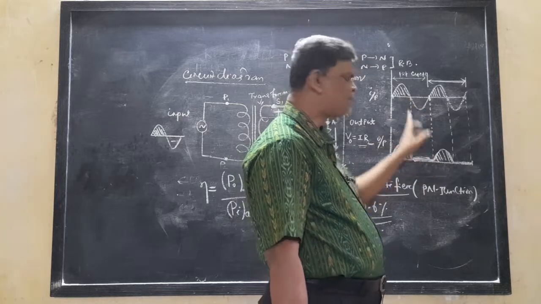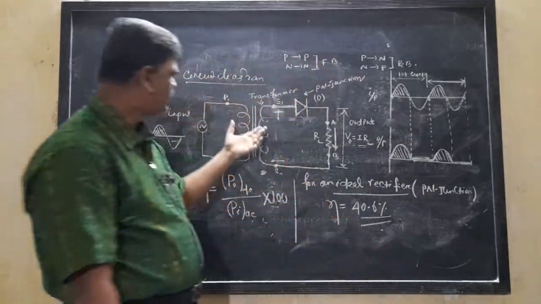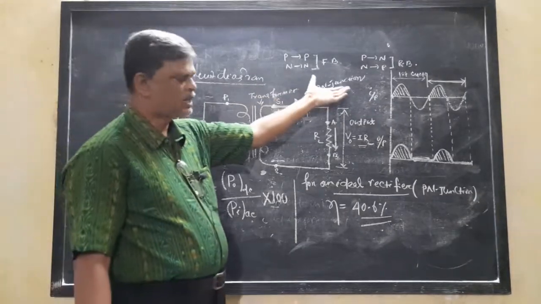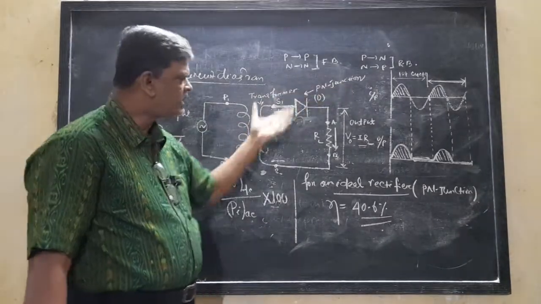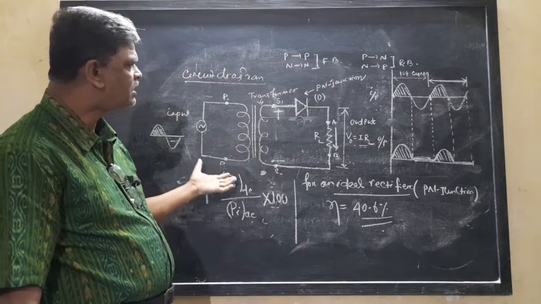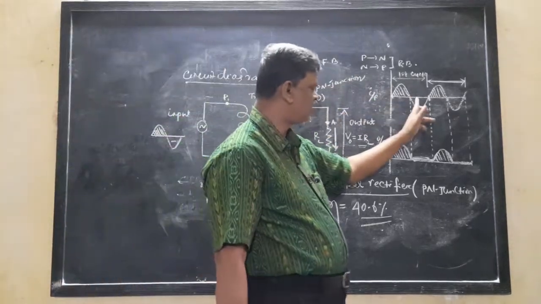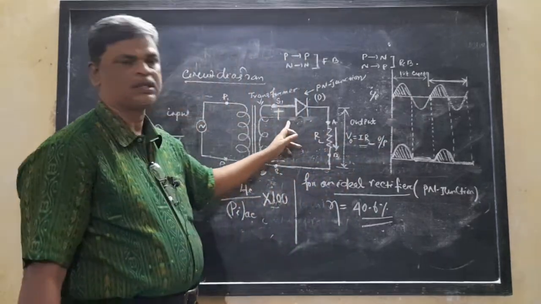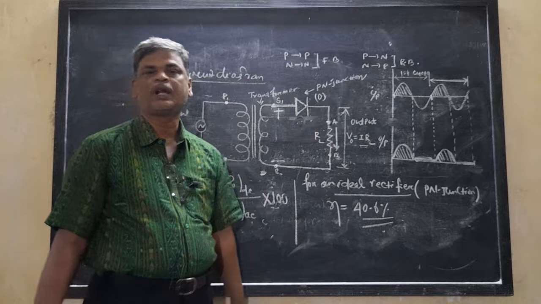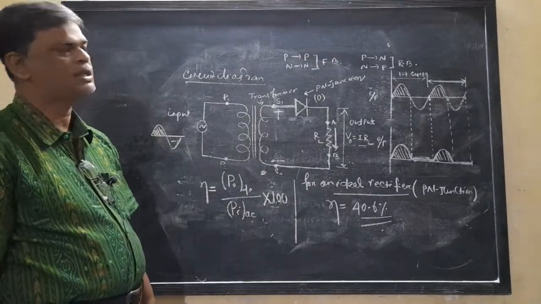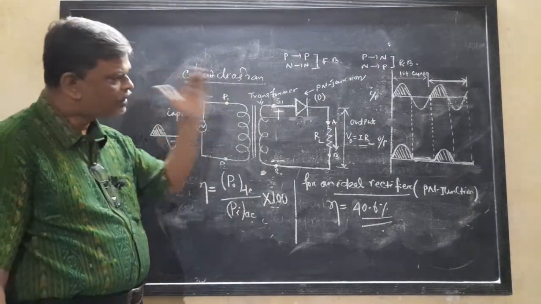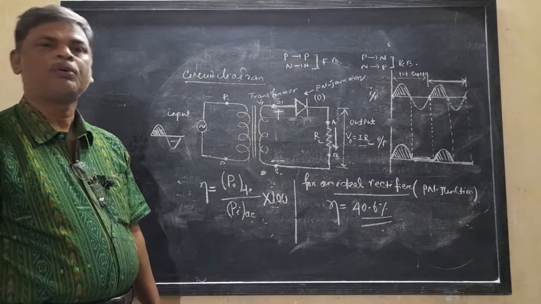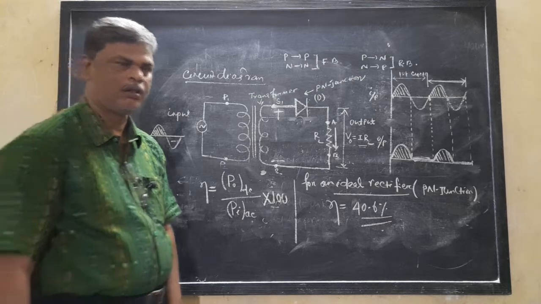Here we convert only one half cycle by using only one PN junction, or one PN crystal diode. In the next class we will see how to convert both the half cycles of AC to DC. For that we need two PN junctions. With two PN junctions we can convert both the half cycles of AC. So that is called full wave rectification. Clear?